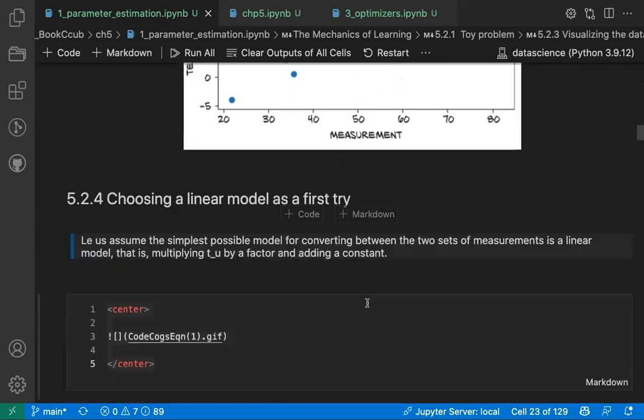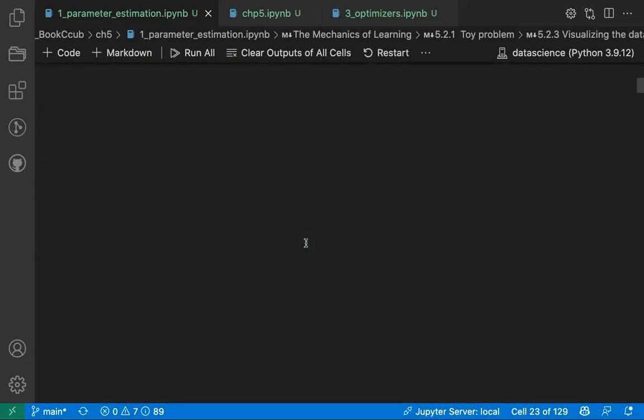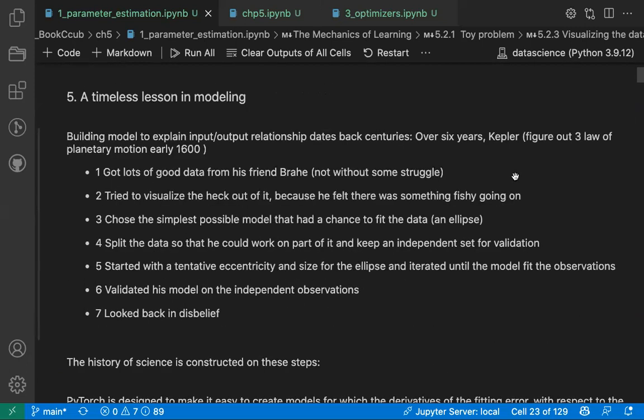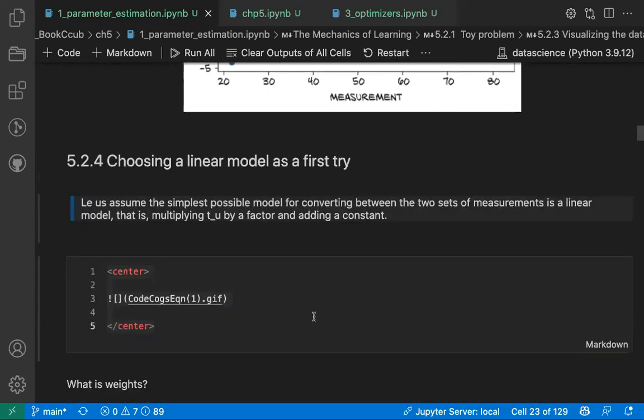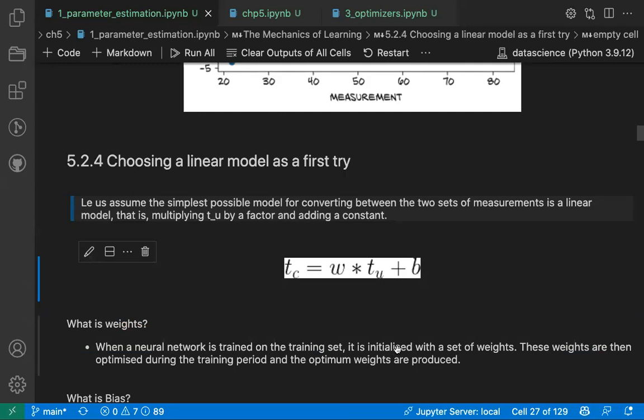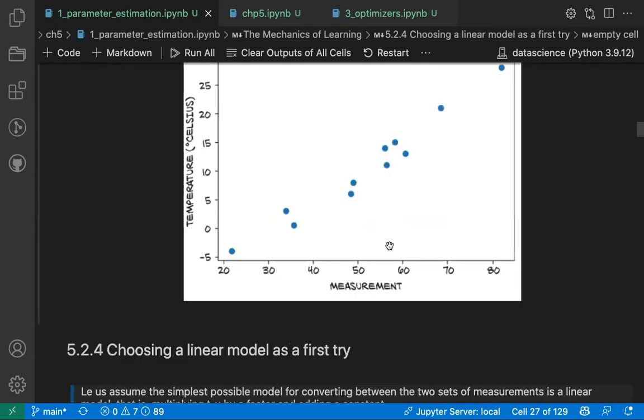So the next step from Kepler's is to do what? To choose a model. Now, what kind of model are we going to choose? You can see here, we've got a lot of data: visualize the data, choose the simplest possible model. So let's choose a model. So how can we build a model here?